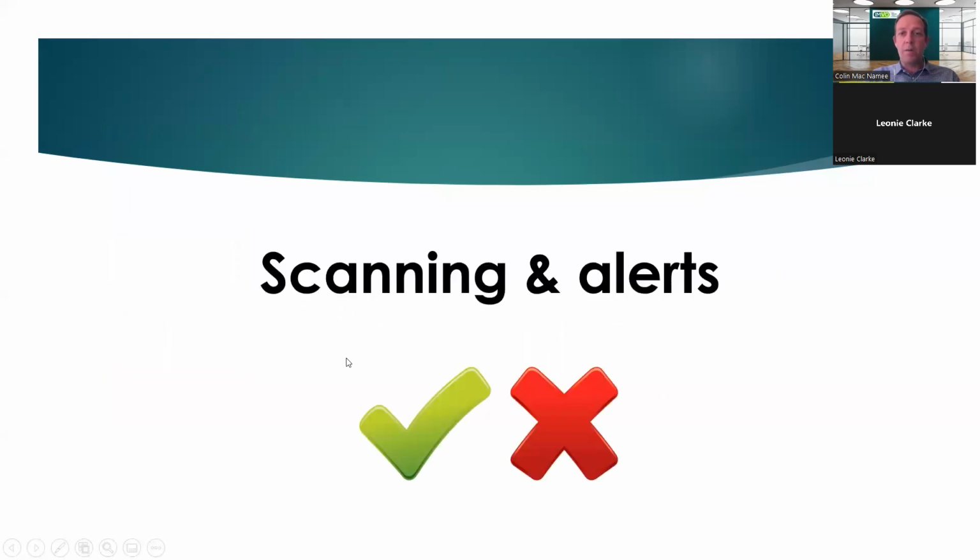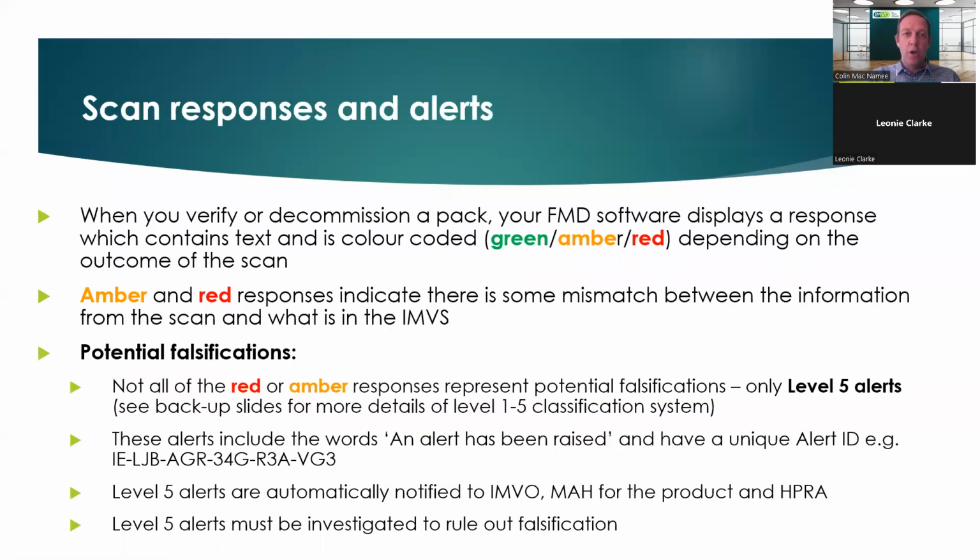So to start and talk about scanning and alerts, for those of you who are working in pharmacy settings over the course of the last couple of years, you'll be very familiar that when you verify or decommission a pack, your FMD software displays a response which contains text. And since the 28th of February, that response is also color-coded, green, amber, or red, depending on the outcome of the scan. So an amber or red response indicates that there is some form of mismatch between the information from the scan and what is in the IMVS.